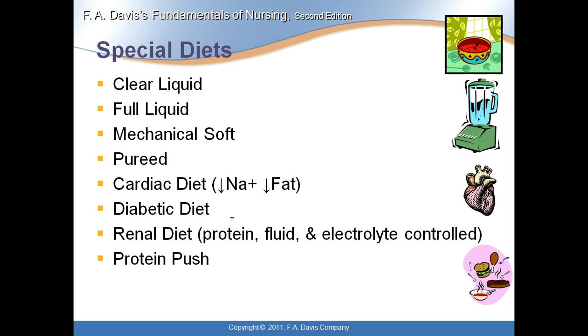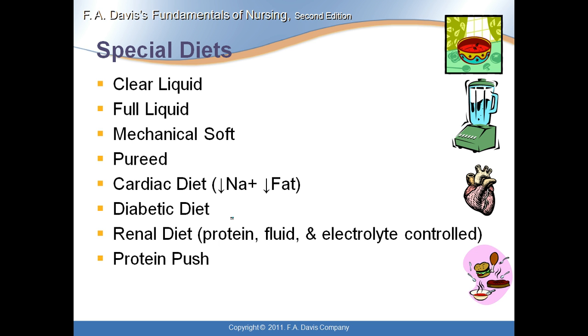The cardiac diet, which is low in sodium and low in fat. Those are for the patients usually on the telefloor. We have diabetic diets, which are usually low in carbs. I know that at Scottsdale we have three different types of carb diets. They have the low, moderate, and high. And I think moderate is 60 and high is 75.